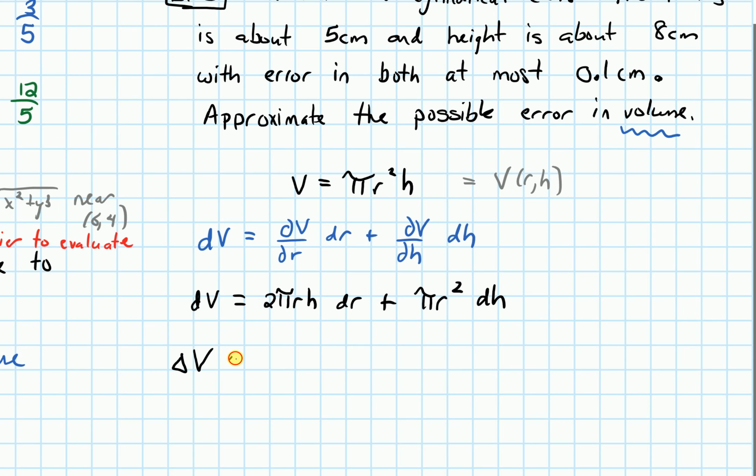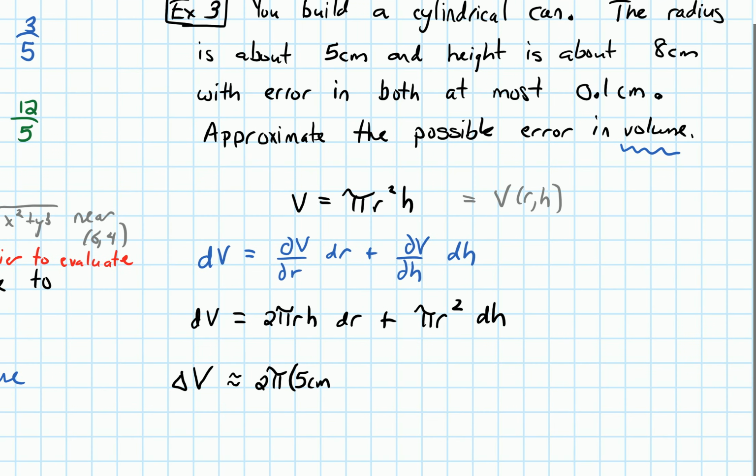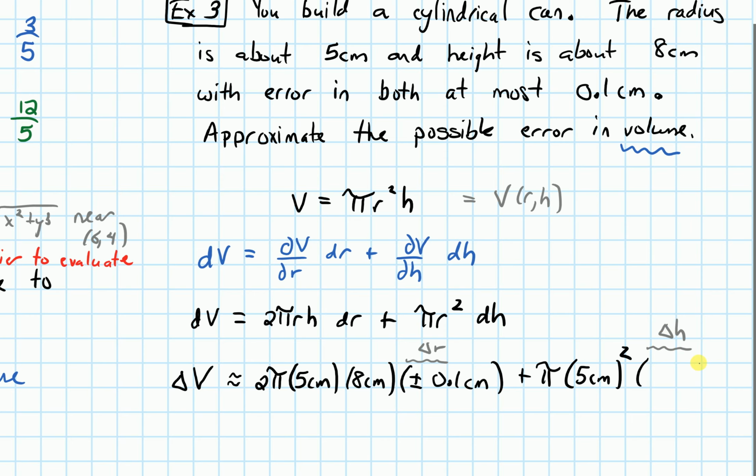Now we're going to start to plug in values. We'll get 2 pi r, so my radius is about 5 centimeters, times h, which is about 8 centimeters. And now for dr, I'm going to plug in what delta r would be, and that could be plus or minus 0.1 centimeters. Now the next term, I get plus pi r squared. So r was about 5 centimeters, so 5 centimeters squared. And then dh, we're going to approximate that with delta h. So the change in height might be plus or minus 0.1 centimeters, at the extremes. It doesn't have to be exactly 0.1 or negative 0.1. It could be somewhere in between them. But at the extremes, it's going to be those values.